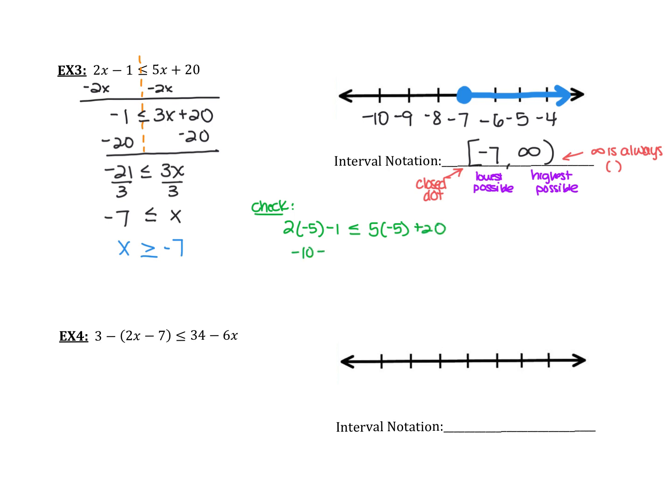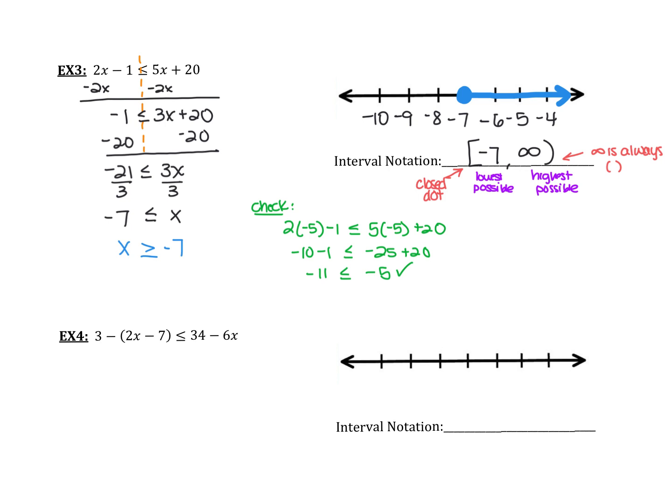So we get -10 minus 1, which is -11. Hopefully is less than or equal to. This would be -25 plus 20. So -5. So is it true that -11 is less than or equal to -5? And yes, that is a true statement. So I know I've done this correctly. I know I've shaded in the correct region because both sides of my inequality are true.